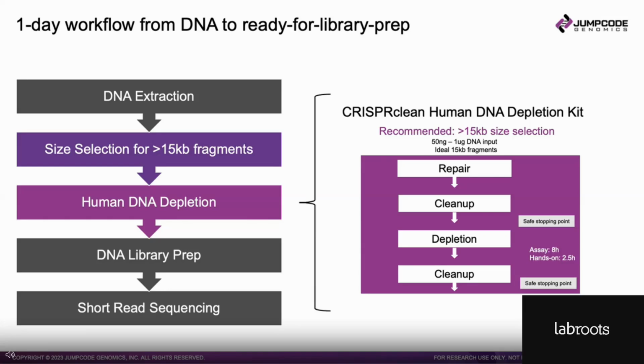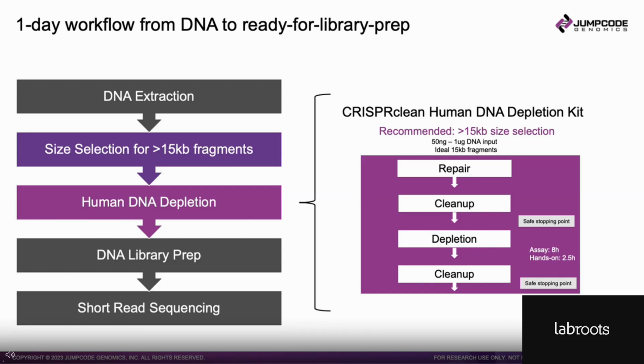Looking at the flowchart to the left, after total DNA extraction, the DNA is quality checked and size selected for fragments that are 15 kb and above. Once that DNA is of this fragment range, the Jumpcode protocol can be started with DNA amounts of between 50 nanogram to 1,000 nanogram. The protocol starts with repairing and blocking the ends of the DNA, followed by cleanup to remove enzyme and buffers.